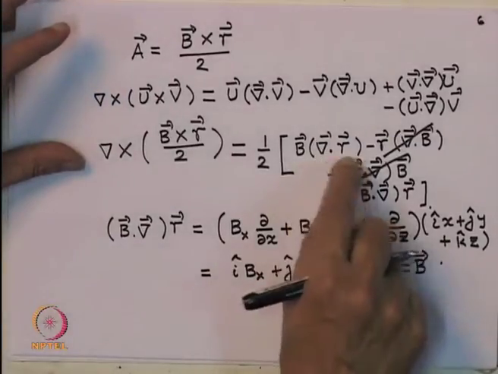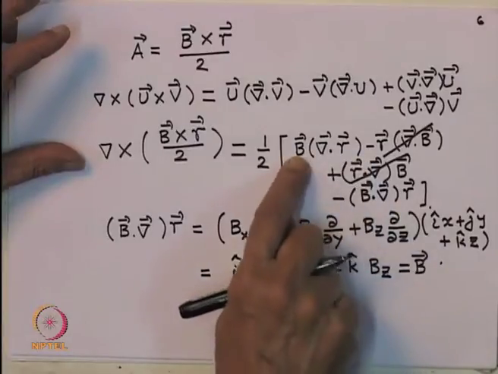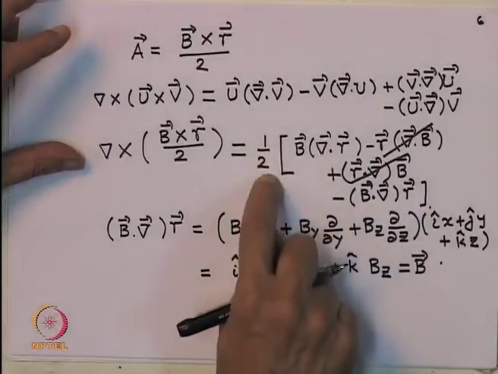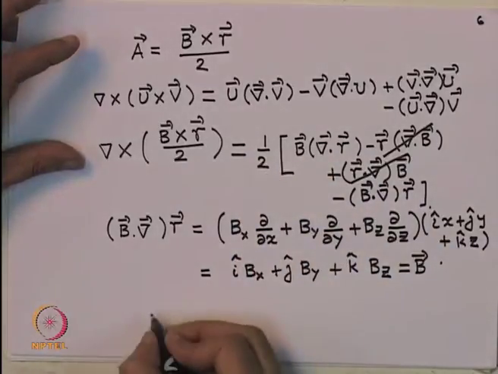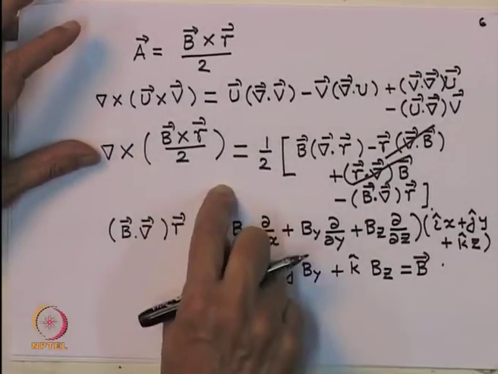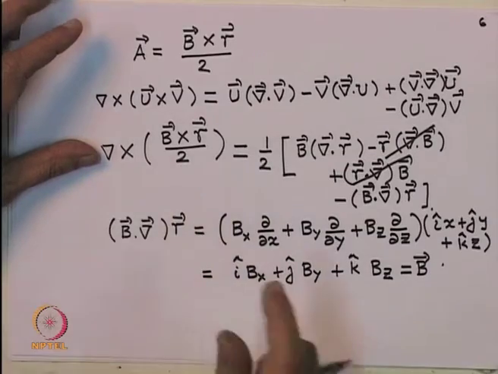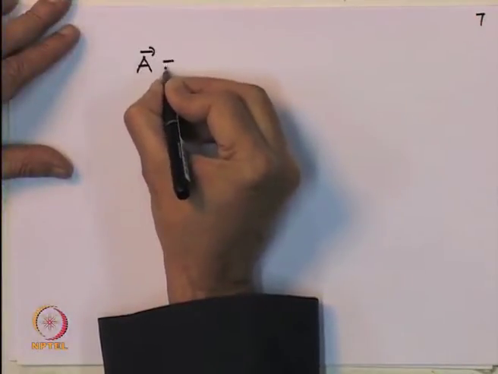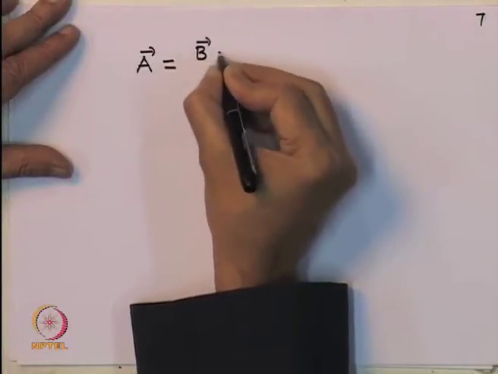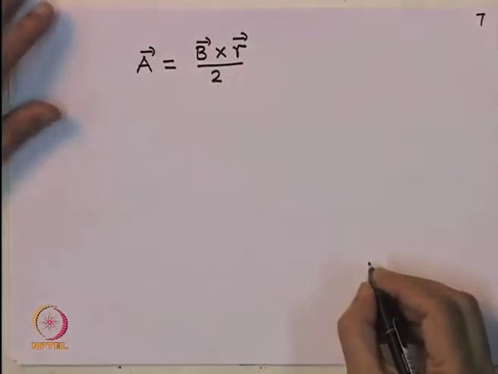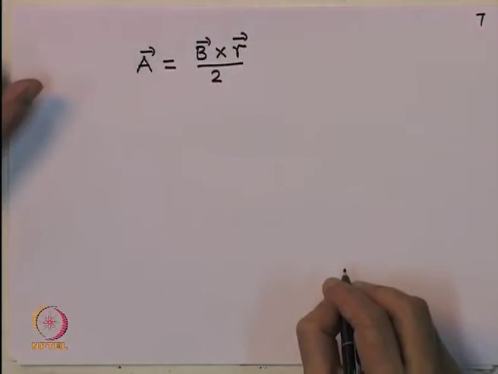Del dot of r, divergence of r is equal to 3. So, that gives me 3B, this is the minus B. So, that gives me 2B, and of course, there is a factor of 1/2 here. So, that tells me that del cross B cross R by 2 is indeed the vector B as it ought to be. So, this tells me that an expression for the vector potential corresponding to a constant magnetic field is given by B cross R by 2. This is a rather important expression to remember.